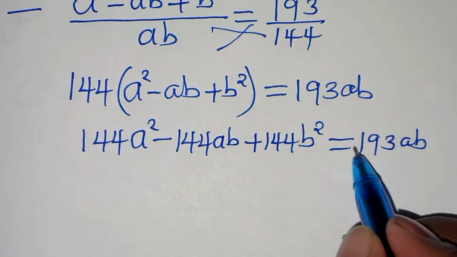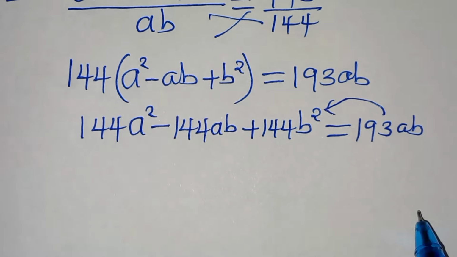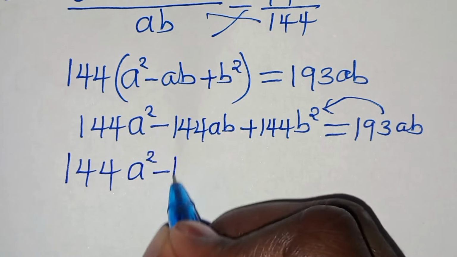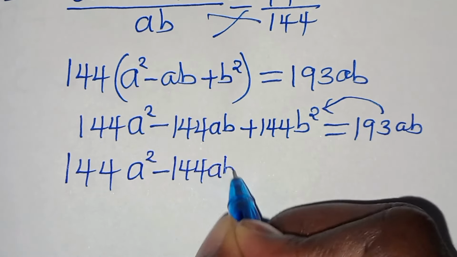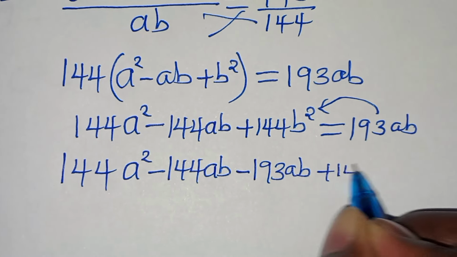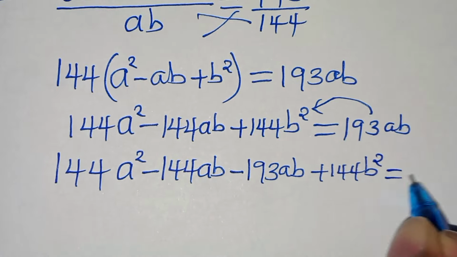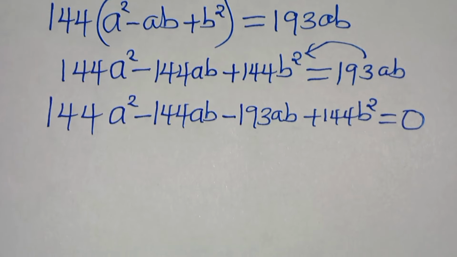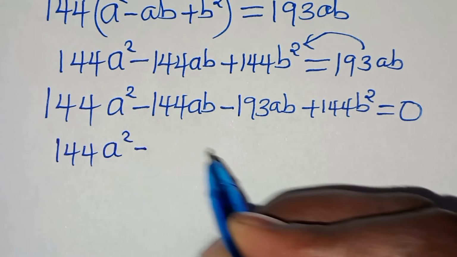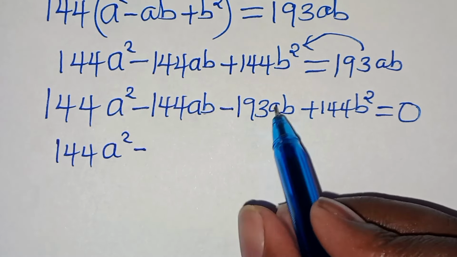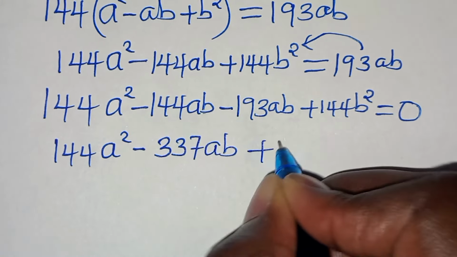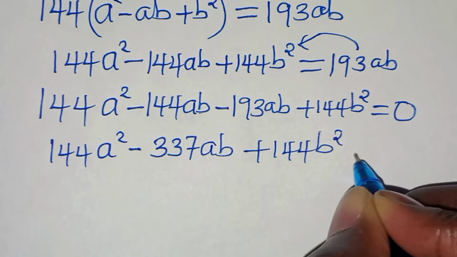193ab. So let's take 193ab on the left hand side, so that now we have 144 a to the power of 2 minus 144 ab, subtract 193 ab, then plus 144 b squared. This is equal to 0. So this is 144 a squared minus 144ab minus 193ab. This is minus 337ab, then plus 144 b to the power of 2. This is equal to 0.